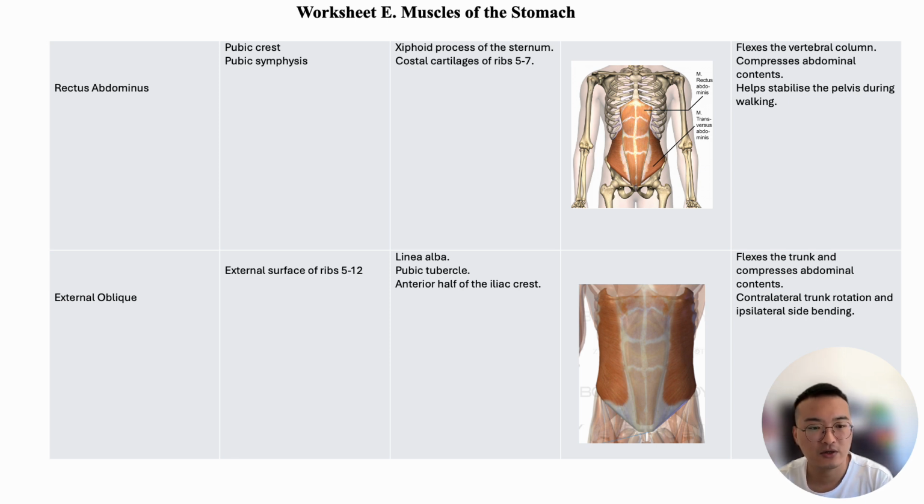And the external oblique. The origin of it is external surface of the ribs number 5 to number 12. And the insertion of it is linea alba, pubic tubercle, and anterior half of the iliac crest. This muscle helps flex the trunk and compresses the abdominal contents, contralateral trunk rotation, and ipsilateral side bending. Yeah, this is my verbal defense for part 2.